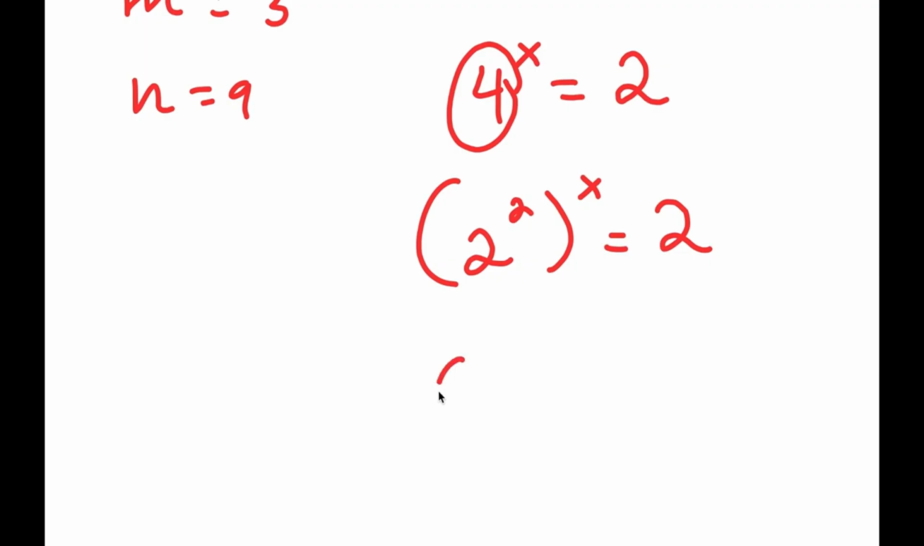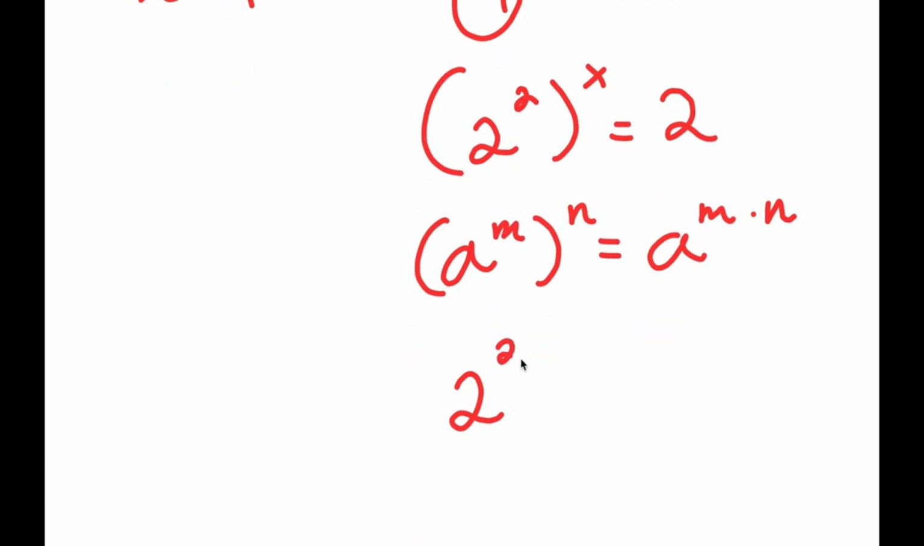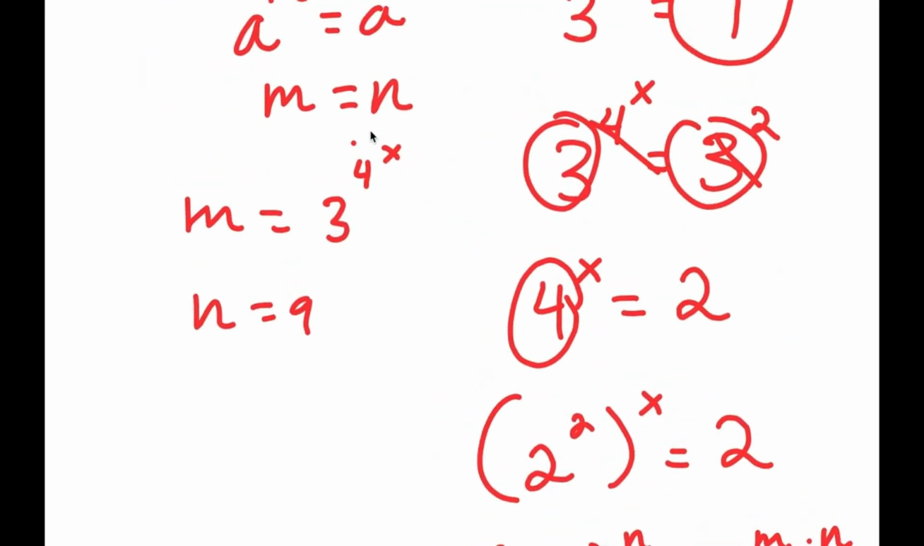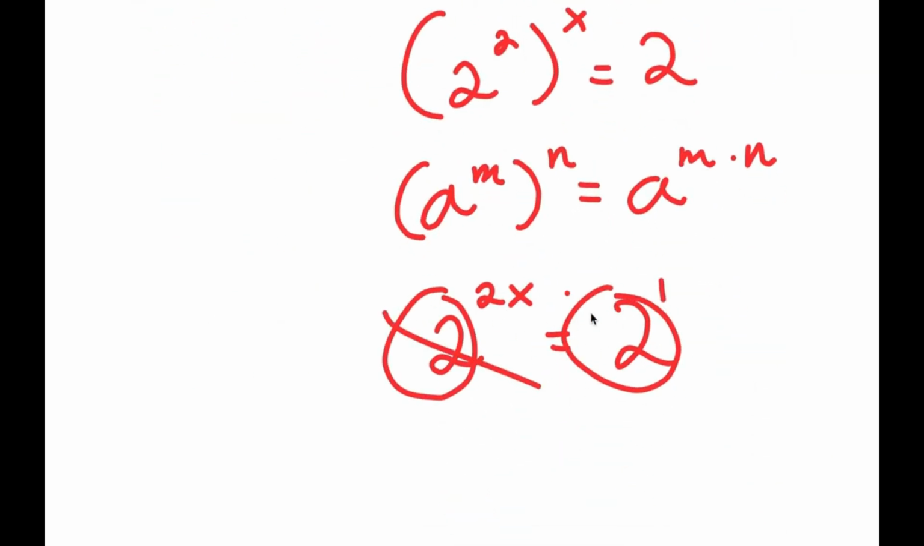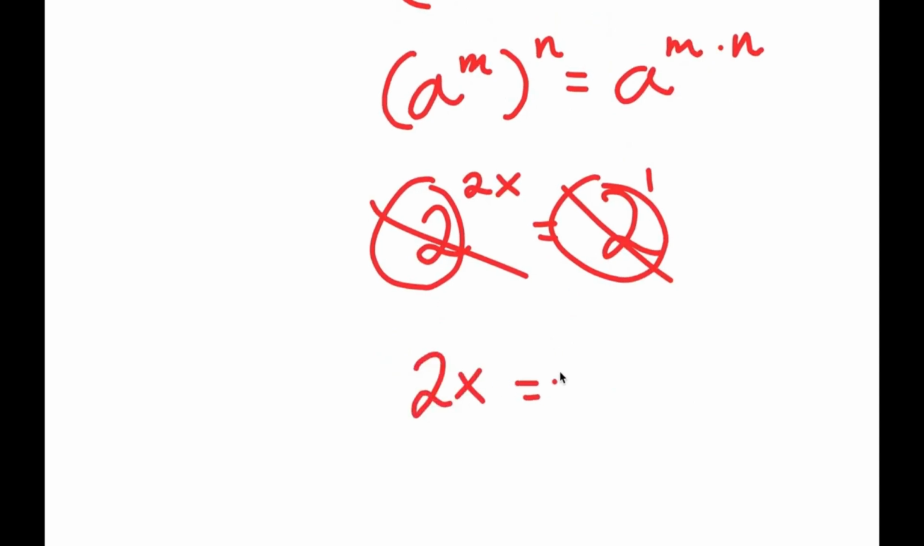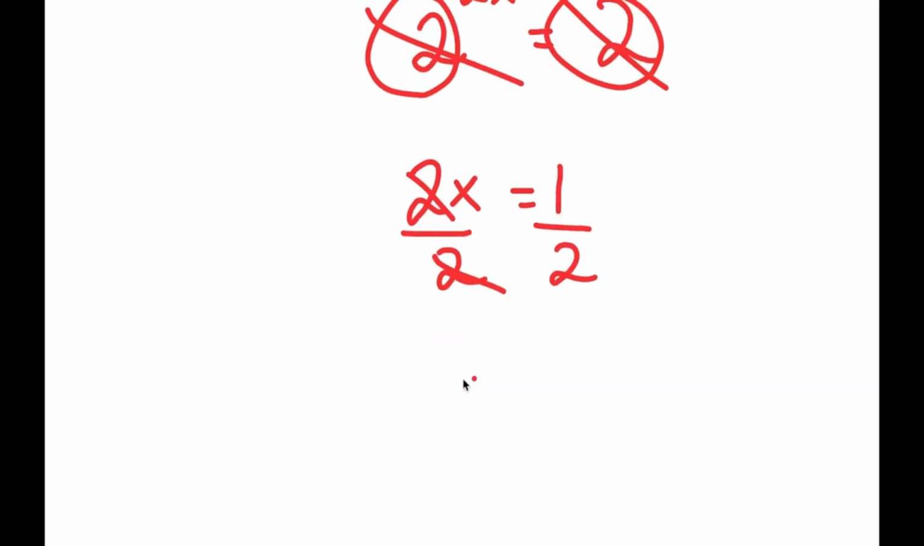And if I have something in the form a to the power of m to the power of n, this is equal to a to the power of m times n. So 2 to the power of 2 to the power of x is going to equal 2 to the power of 2 times x, which is 2 to the power of 2x. This is equal to 2. Now, I'm going to use this property again. 2 is the same thing as 2 to the power of 1, so then because these two bases are the same, I get 2x is equal to 1. And now, if I divide both sides by 2, these two cancel out, and I get x is equal to 1/2.